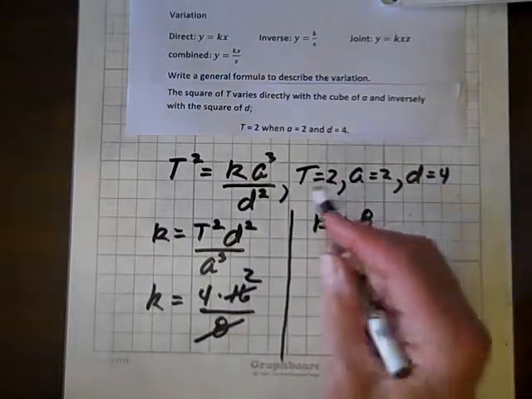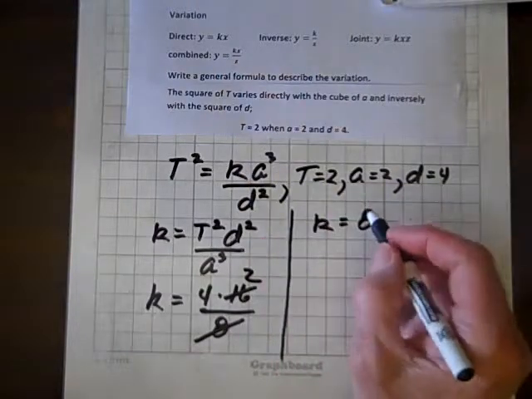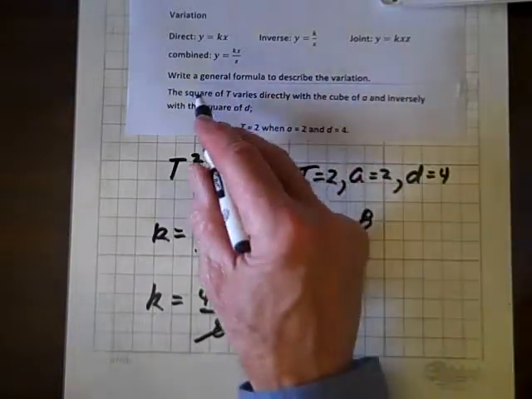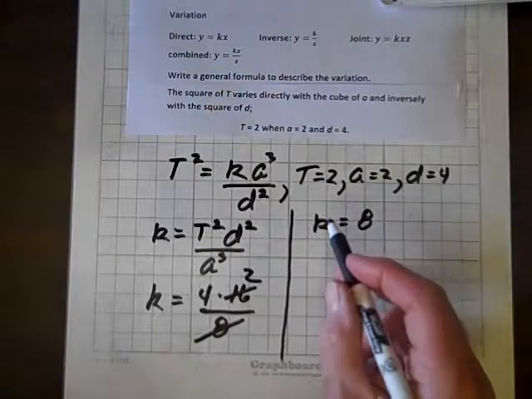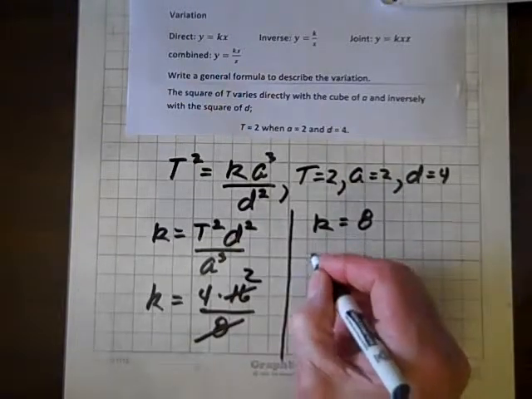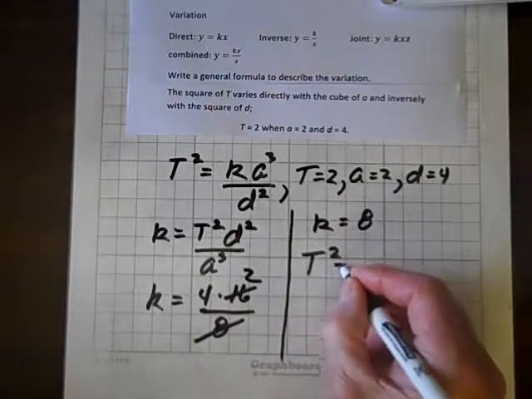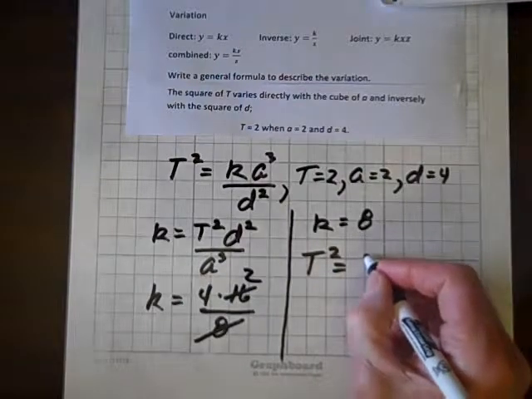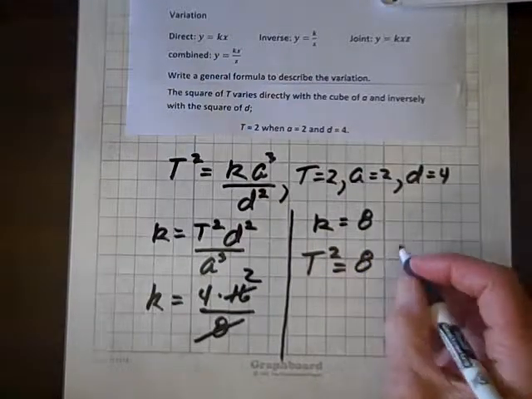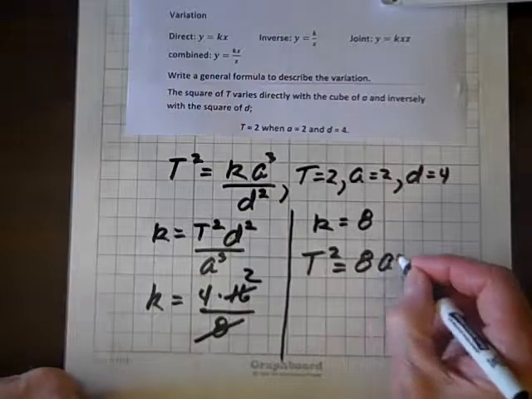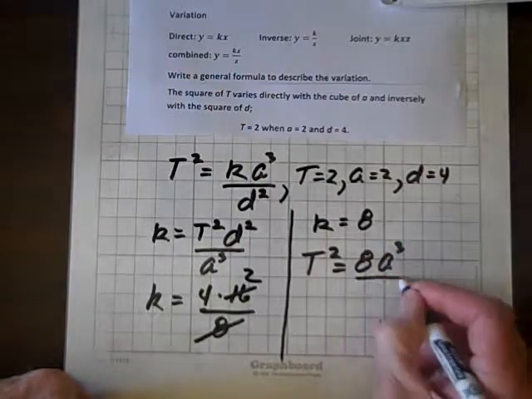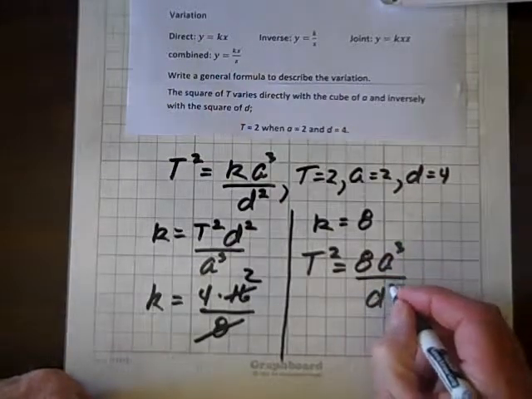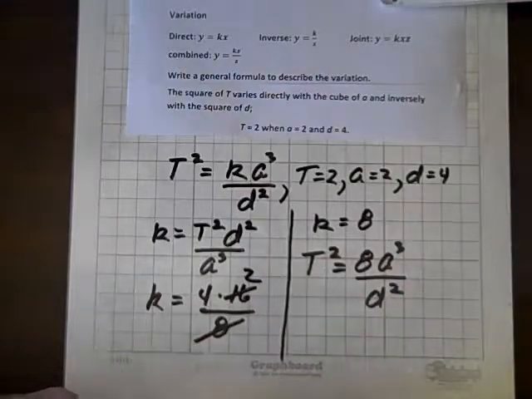Now we can replace k in this equation with 8, and we will have the general formula for the variation. So t squared equals, replacing k with 8, and upstairs we have a cubed, and downstairs we have d squared, and we are done.